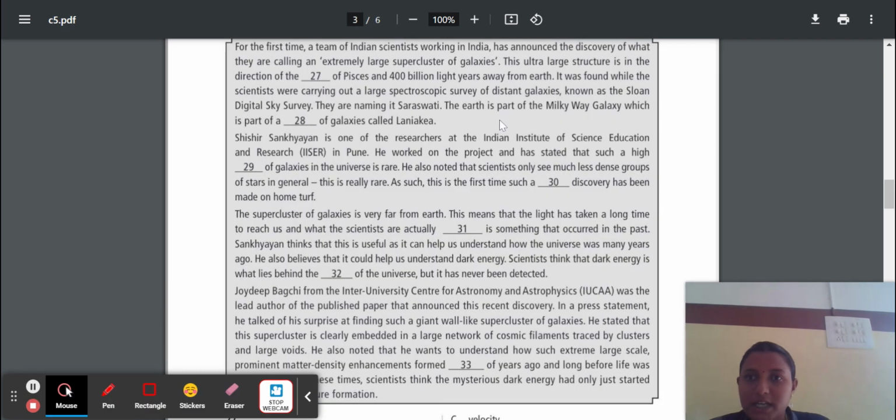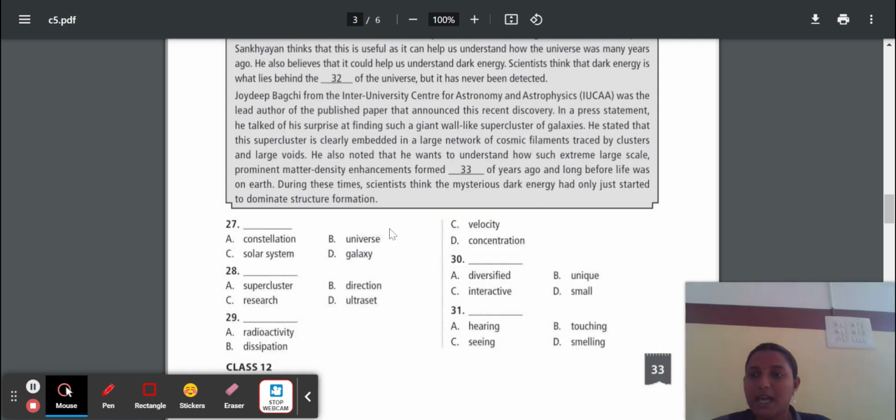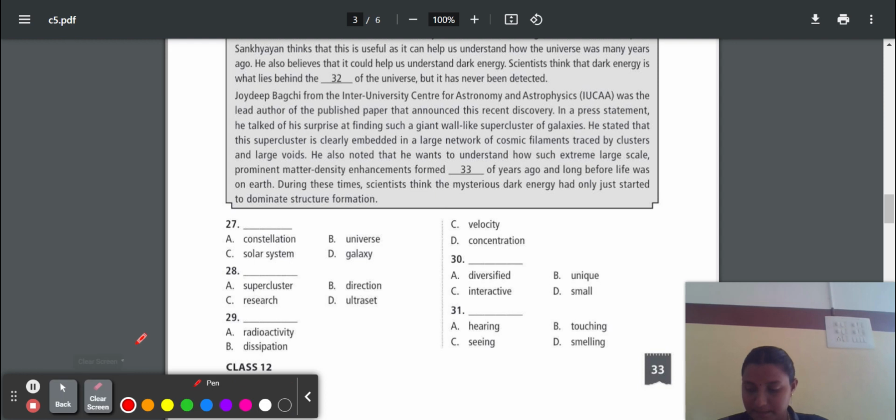Question number 27. This ultra large structure is in the direction of the dash of pieces and 400 billion light years away from the Earth. The options are: option A, constellation means a group of stars that appears to form a pattern. Option B, universe means it includes all of space. Option C, solar system means consists of the sun. Option D, galaxy means any of the large system of stars. Answer for the question is option C, solar system.